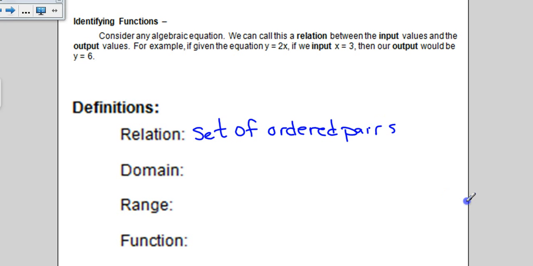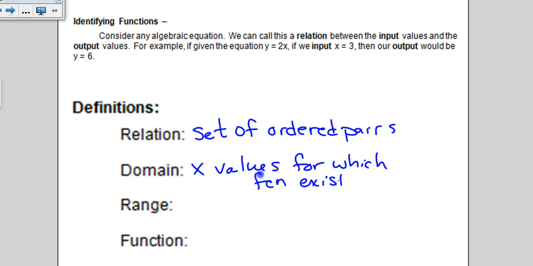Now the domain of a function, or the domain of a relation even, are just the x values for which the function exists. So you can just think of domain as being all the x values. The range are all the y values for which the function exists.